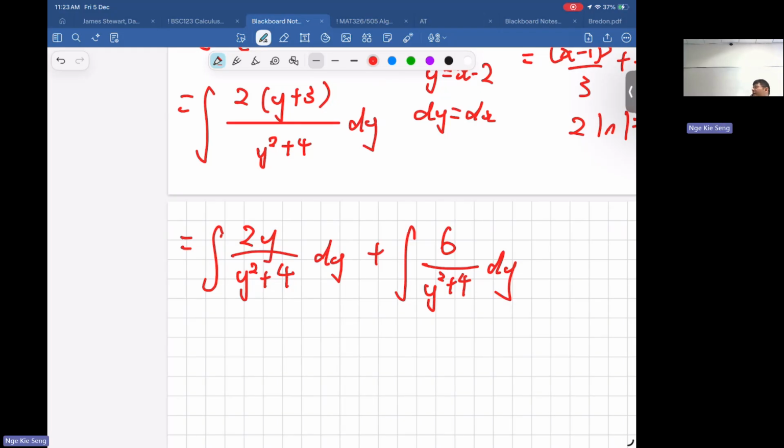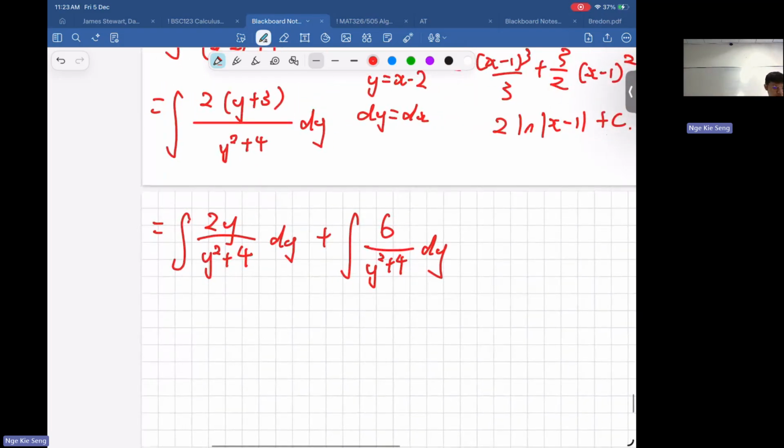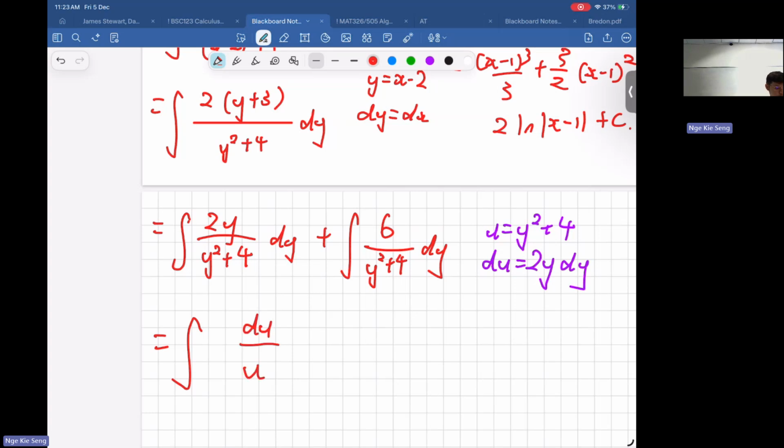Okay, so did anyone realize the first one can use the substitution rule? If you set u equals to y squared plus 4, du equals to 2y dy. So the first one, you can use the substitution rule, which is du over u. Okay, this one is good. How about the second one?